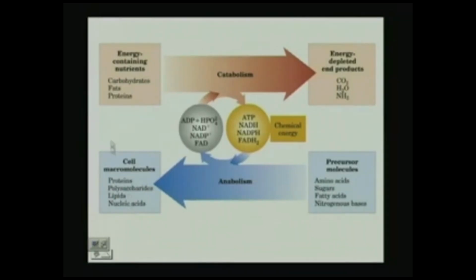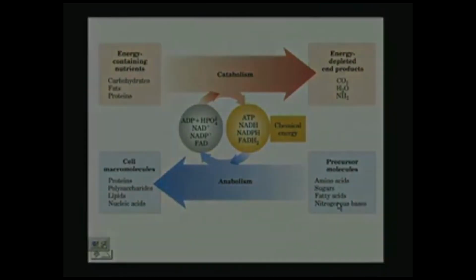So eventually it is like a whole cyclic process. The food that we take is ultimately broken down, and then after the breaking down, some of the bits and pieces get lost in energy-depleted products, and some of them form the precursor molecules for the generation of other proteins, polysaccharides, lipids and nucleic acids.